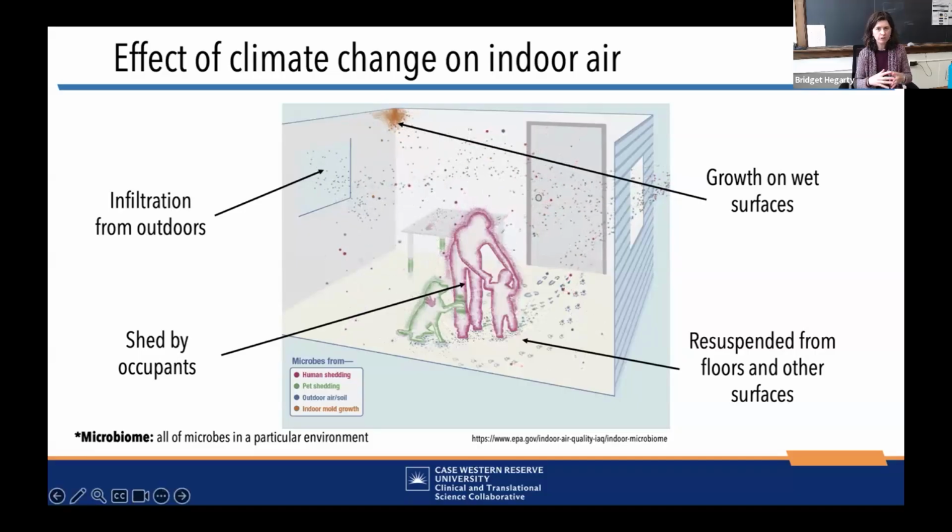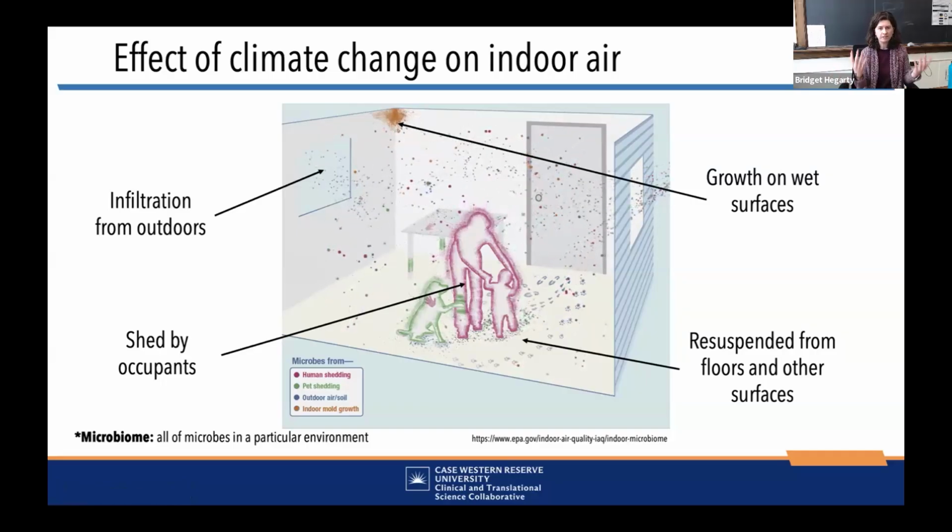We as people are also continually shedding microorganisms. Our pets, particularly dogs, are also doing this. And then there's also exchange between the outdoors and the indoors. And in the indoor environment, as we're walking around, we're resuspending microorganisms that might be in our carpet or on our hardwood floors. And so all of these processes can be influenced by climate change.